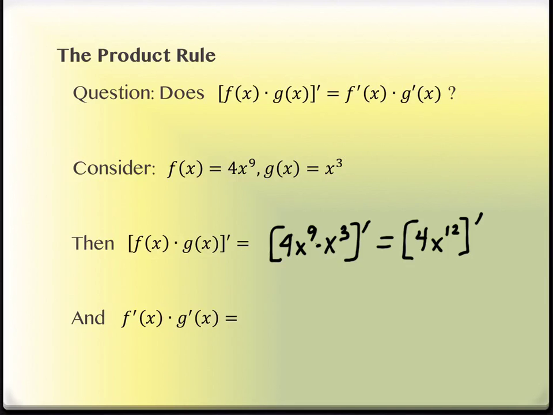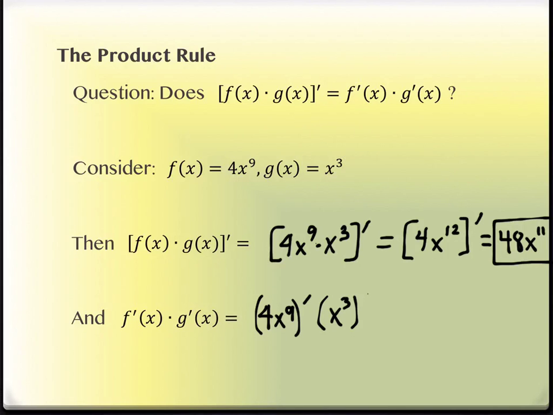And now I want to take the derivative of this. Using simple rules from the last section, what's the derivative of 4x to the 12th? 48x to the 11th. Okay, is everybody good with that? So we're going to do it the other order now. We take 4x to the 9th and take its derivative, take x cubed and take its derivative, and then multiply those two derivatives together.